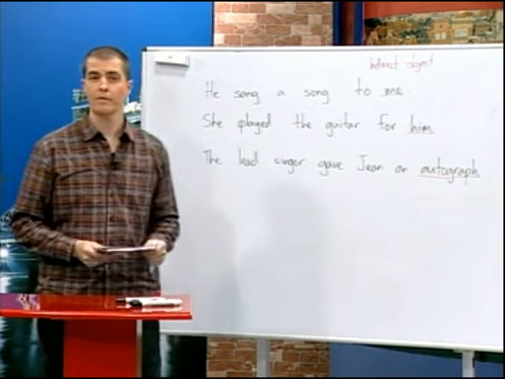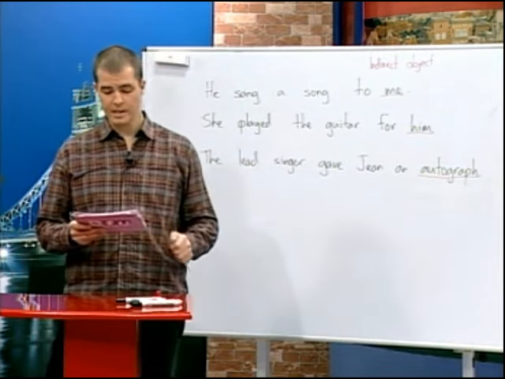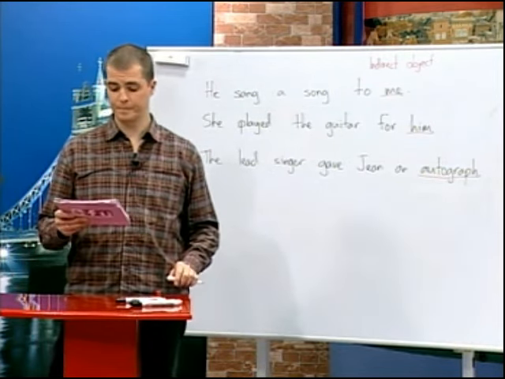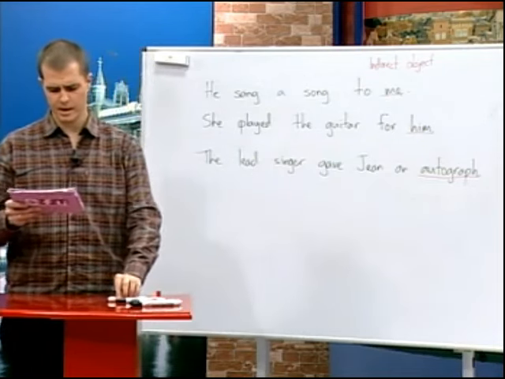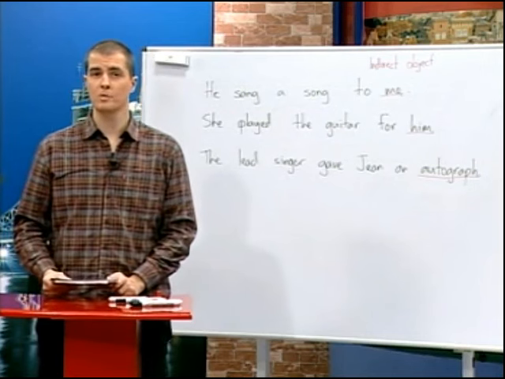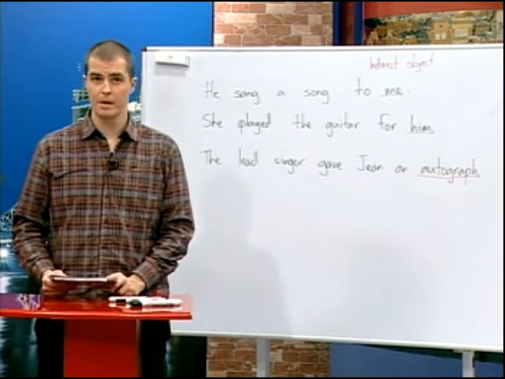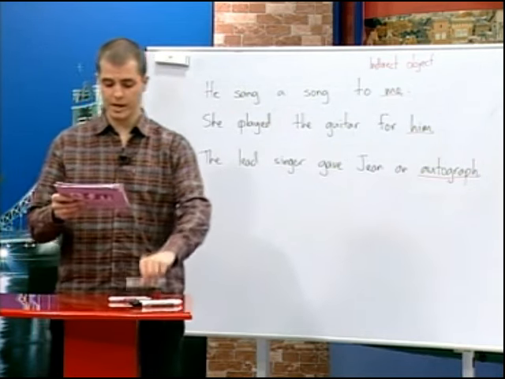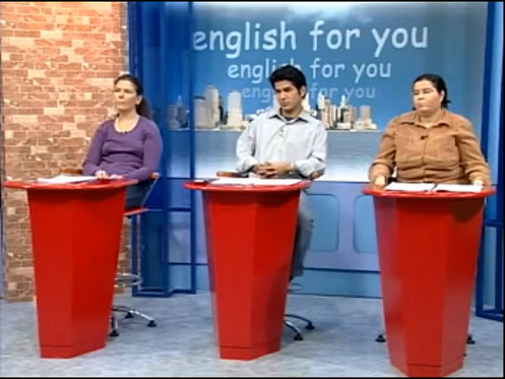Sentences can also have complements. These usually come after a verb. Now, these words give us information about the subject. A complement is often used with the verbs be, seem, or look. So let's have a look at some of these now.